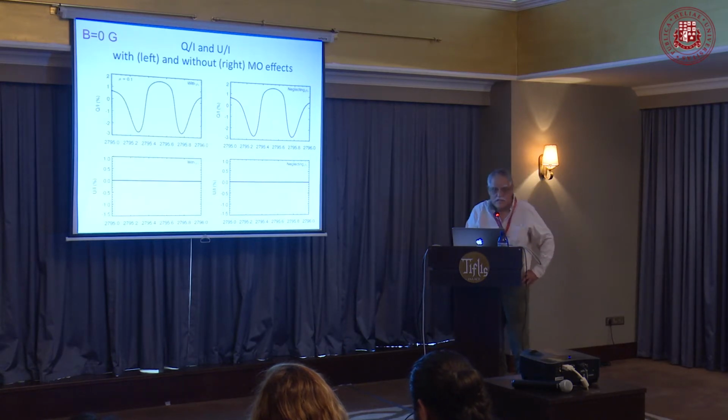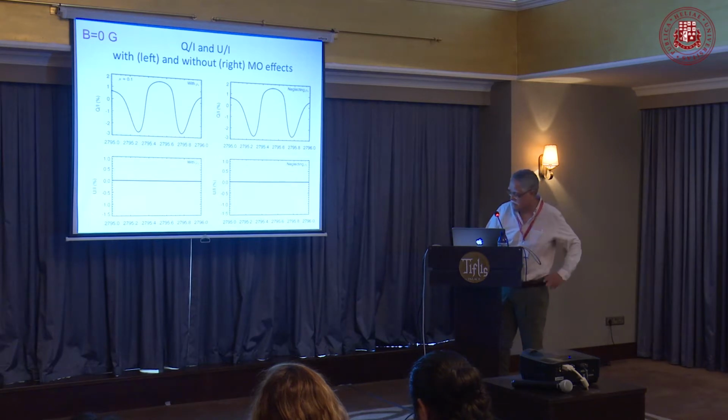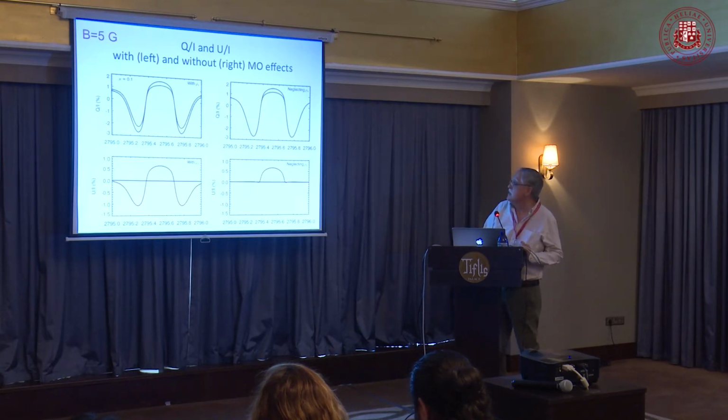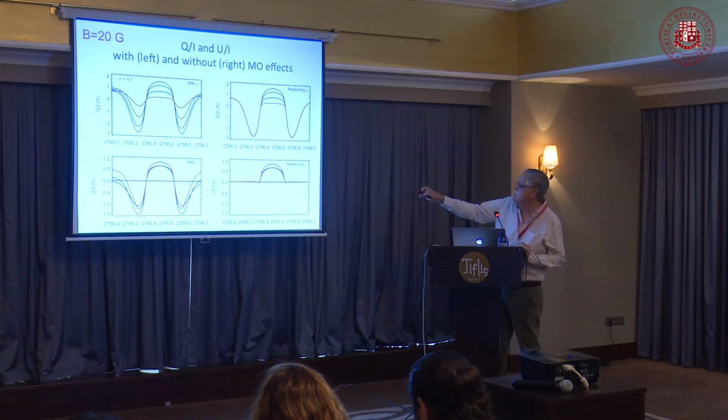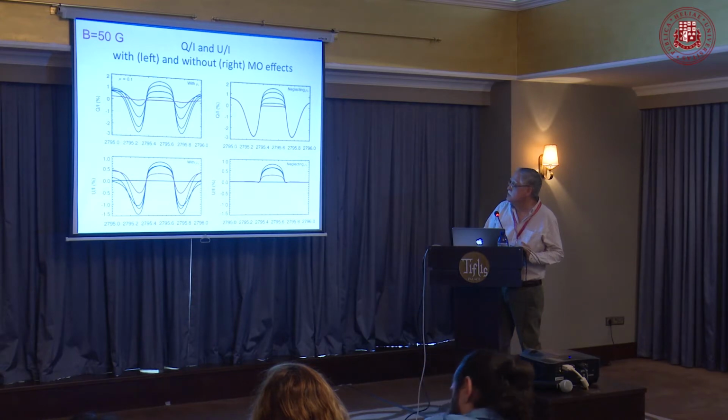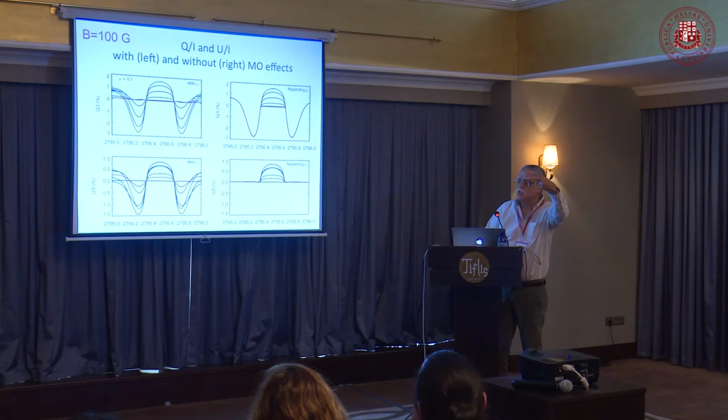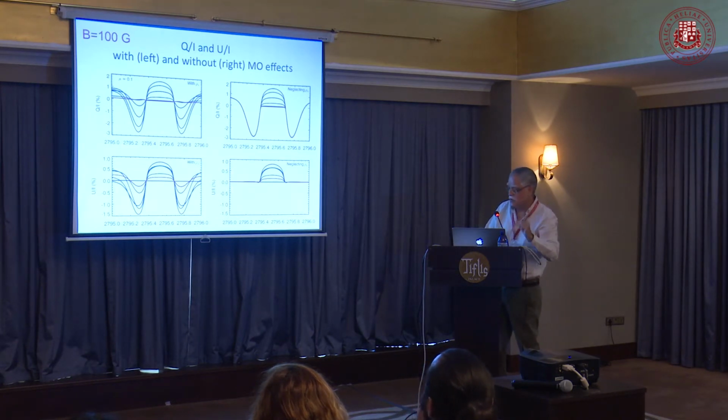But if we now take this effect into account, we have found something wonderful, which is this. Now there is also a magnetic sensitivity in the near wings of Q over I and U over I of the magnesium K line, already for very weak fields. Of course, because we were neglecting the quantum mechanical interference between the two upper levels, this simulation only applied to the line core region.